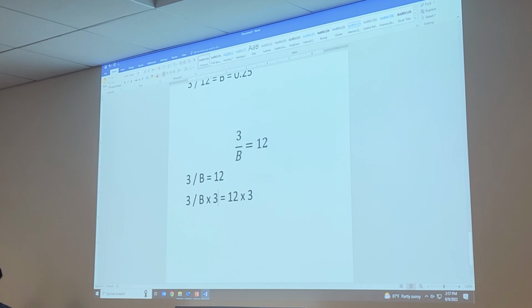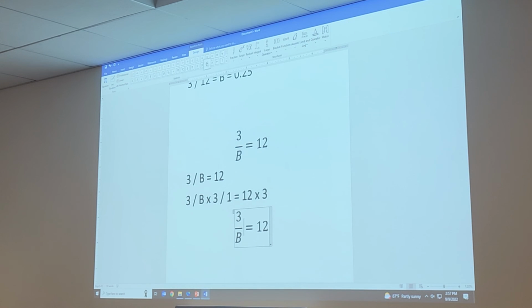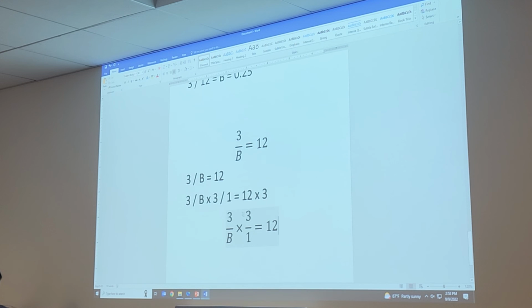So, what is 3 as a fraction? 3 over 1. So this is 3 over b times 3 over 1. Now, it looks weird here, so I'm going to show you what it looks like when they are vertical, straight up and down. 3 over b times 3 over 1. When this happens, top multiplies by top, bottom multiplies by bottom.